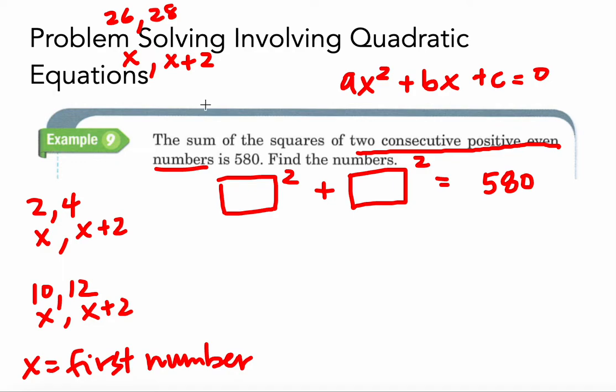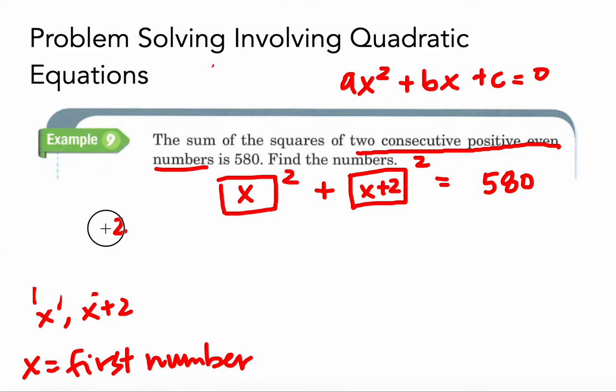Yes. So when they say the sum of the squares, we already got the sum and the squares of two consecutive positive even numbers, we can make the first one x and the second one x plus 2. And that will stand for our two mystery positive consecutive even numbers, where x is the first number, the smaller one. All right, so now let's move on then.